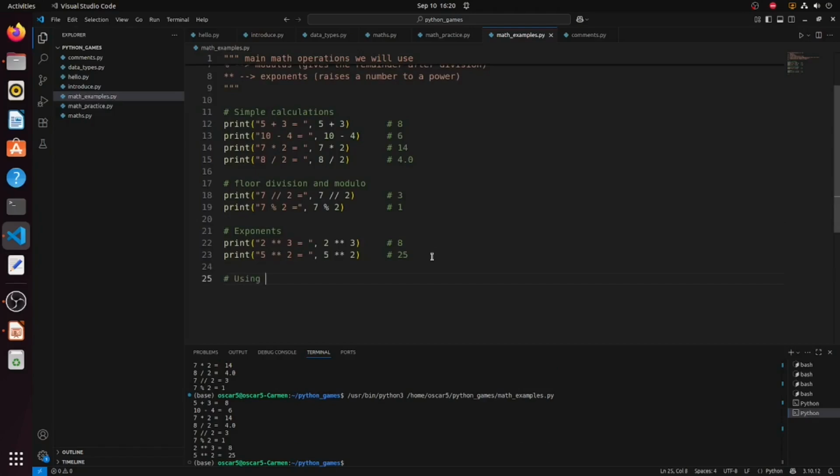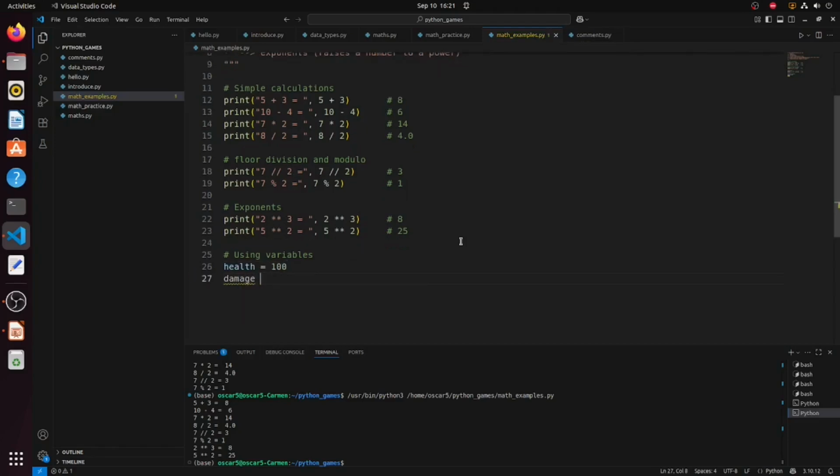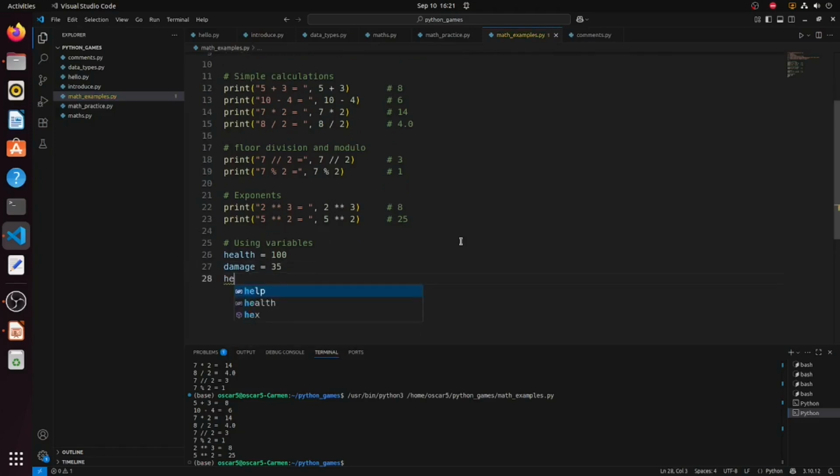Let's look at how math works together with variables. Let's start with the line, health = 100. That means we're giving our player 100 points to begin with. Think of it as the player starting with full energy. Next, we have damage = 35. That means the player takes 35 points of damage.